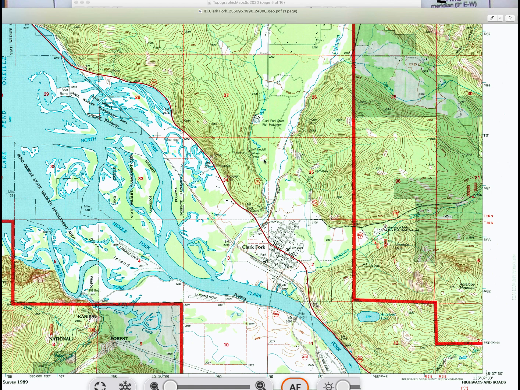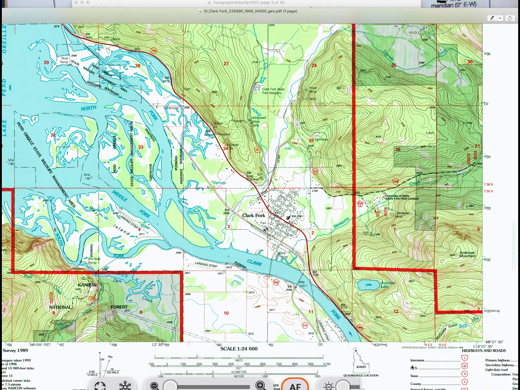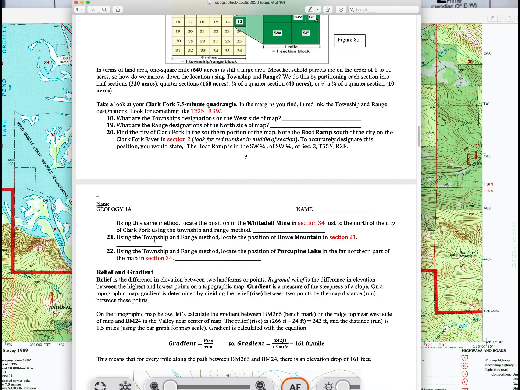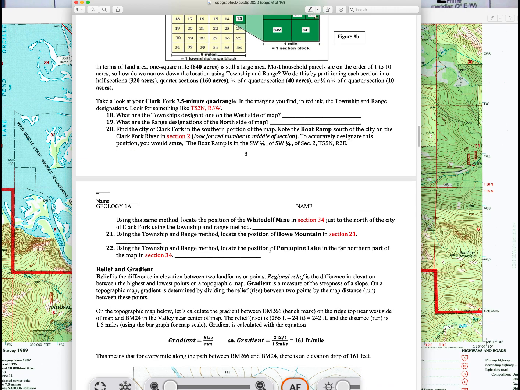So your job is to find this White Delph mine here using that same method of quarter sections, and then the section itself. And then don't forget about the township and the range designation. All right, so you'll do that for this section here. And you'll do the same thing for Howell Mountain and Porcupine Lake. So find those locations on the Clark Fork map.